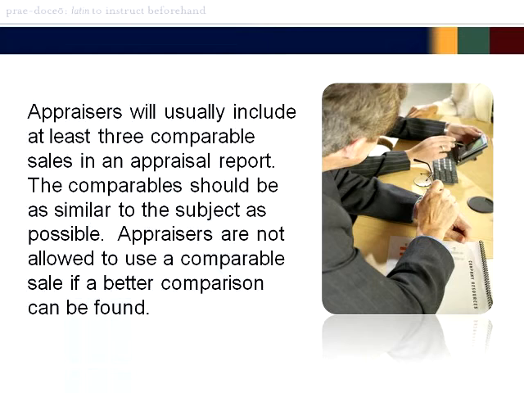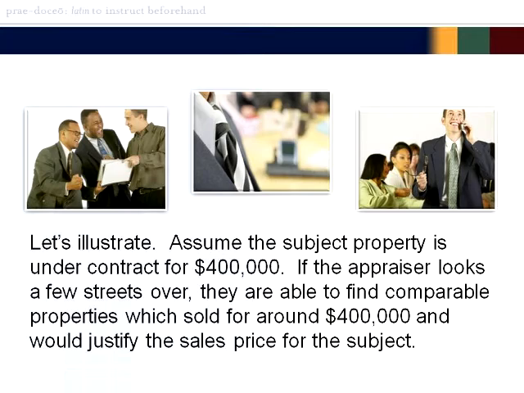Appraisers will usually include at least 3 comparable sales in an appraisal report. The comparables should be as similar to the subject as possible. Appraisers are not allowed to use a comparable sale if a better comparison can be found. Let's illustrate. Assume the subject property is under contract for $400,000. If the appraiser looks a few streets over, they're able to find a comparable property which sold for around $400,000 and would justify the sales price for the subject.